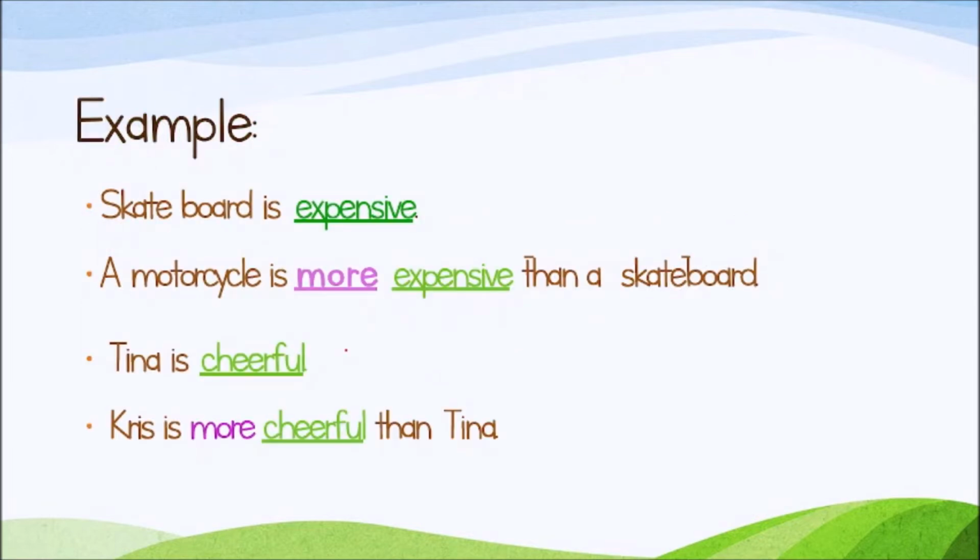In this example, we have the positive and comparative degree. So let's have: a skateboard is expensive. This is in positive degree because we are simply describing the price of a skateboard alone. For the second example, a motorcycle is more expensive than a skateboard is already in comparative degree because we are comparing a motorcycle's and a skateboard's price. So we use the word more because the adjective expensive has three syllables.